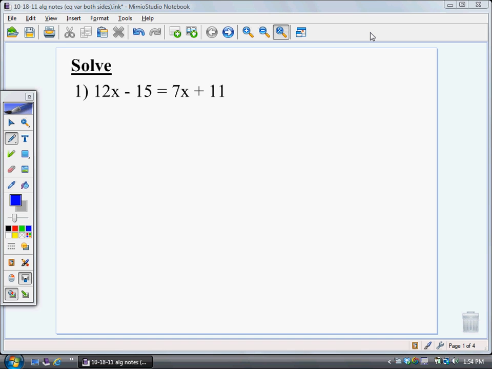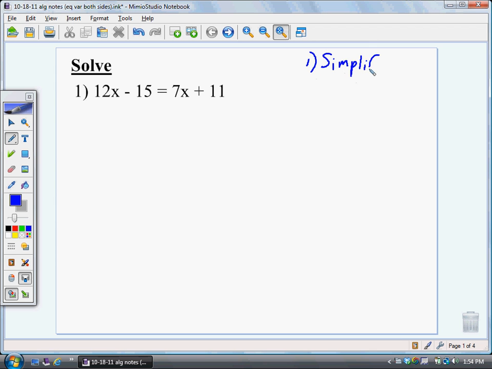Hey, in today's lesson we're going to talk about solving equations that have variables on both sides of the equal sign. Solving these is really just about the same as solving any other equation. The one thing that's new is you do have to get all of the variable terms to one side of the equation. So as far as what to do, your first step is still going to be simplify.